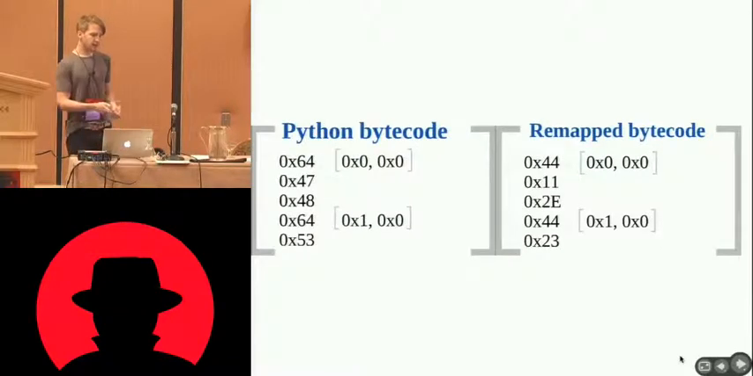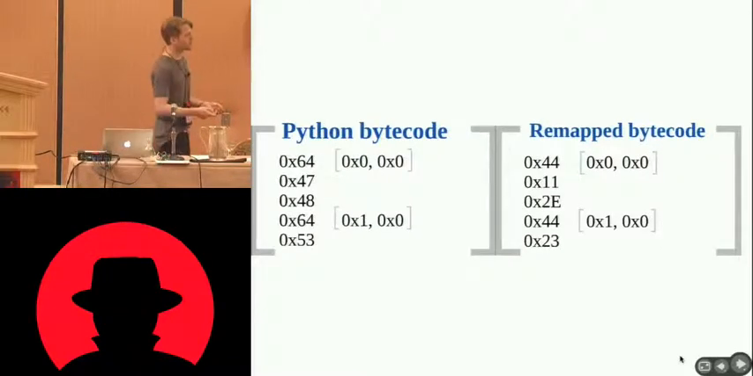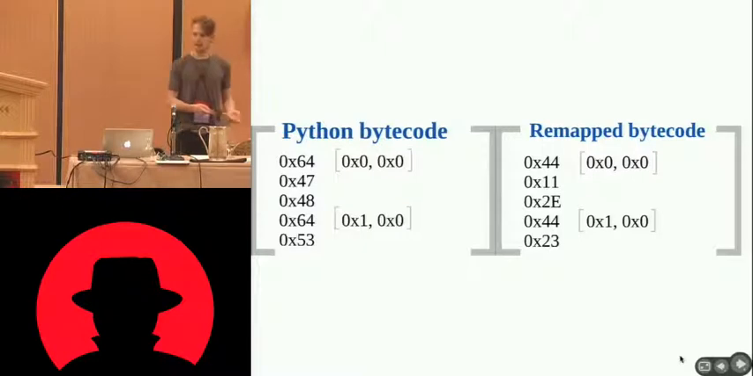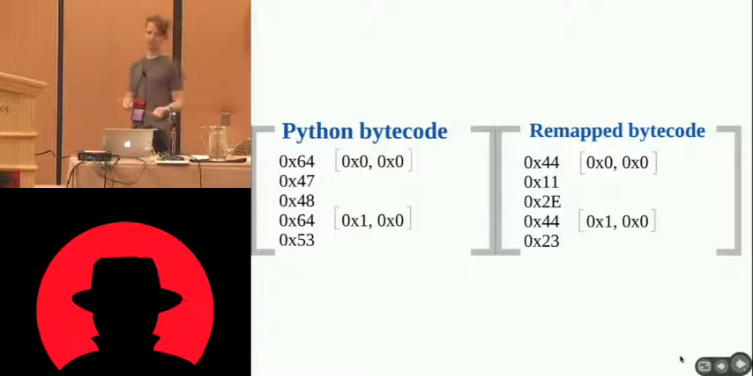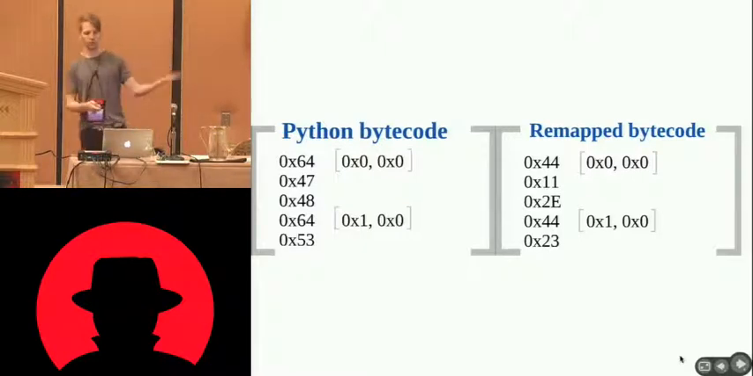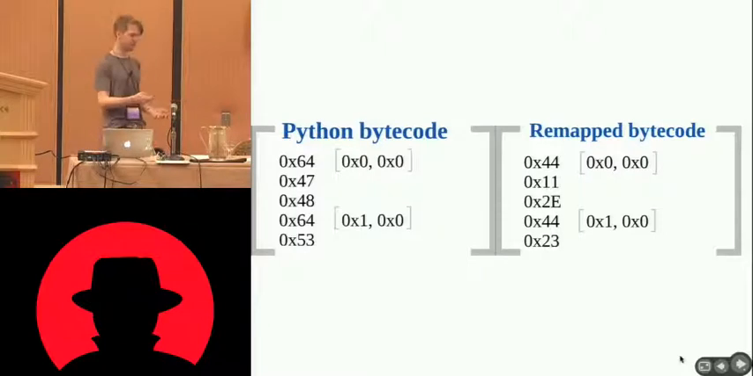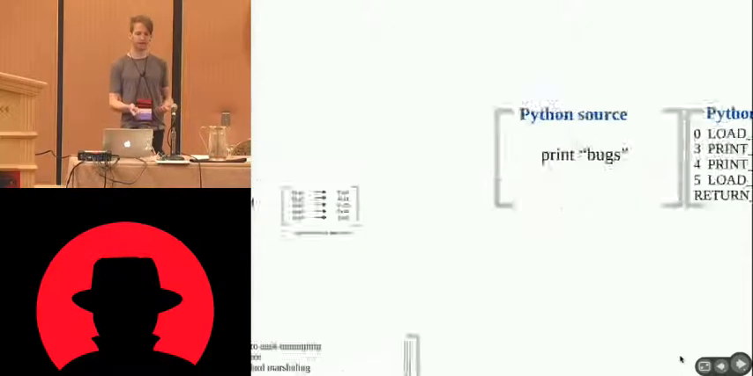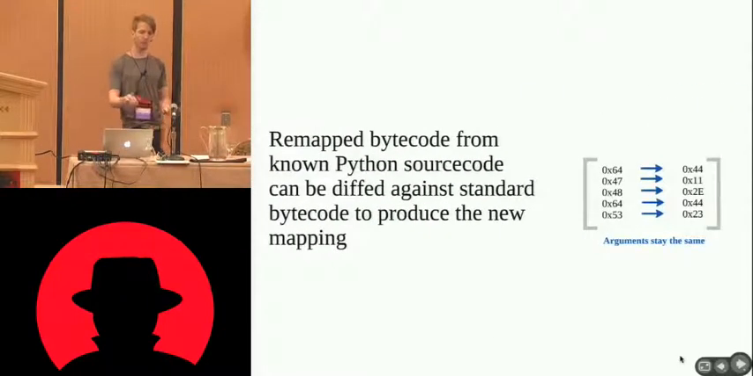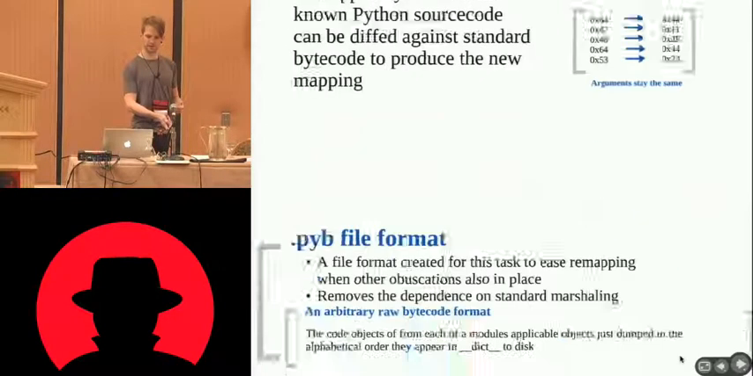So if we take the standard byte stream on the left, which is standard Python bytecode, and it's been remapped with the values, you can see that 6.4 has been remapped to 4.4, 4.7 to 11, etc. Now, if we carry on doing this, we can build up a remap table. I'll get to the step by step.